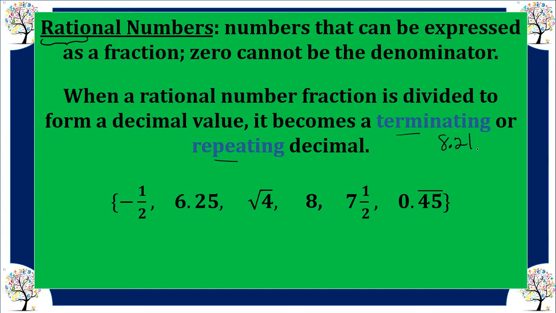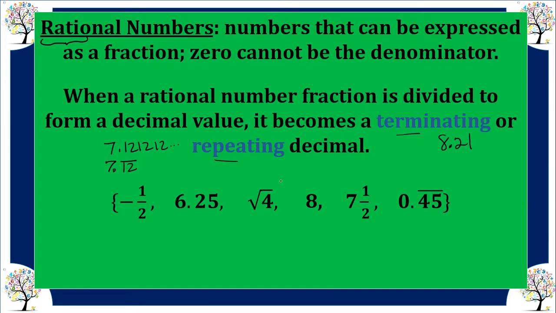8.21. It stops, it doesn't keep going. Repeating means we have a digit that keeps repeating, or digits. So such as 7.121212, we would also write that as 7.12 repeating. So a terminating decimal and a repeating decimal is considered a rational number.